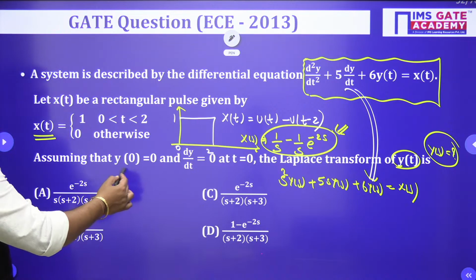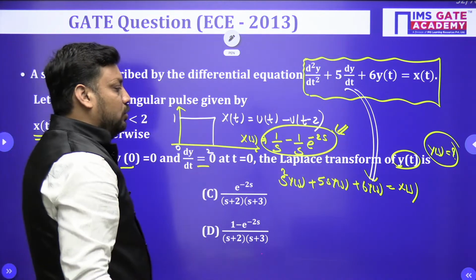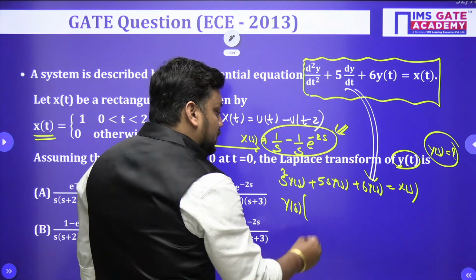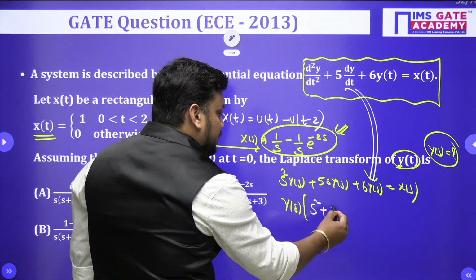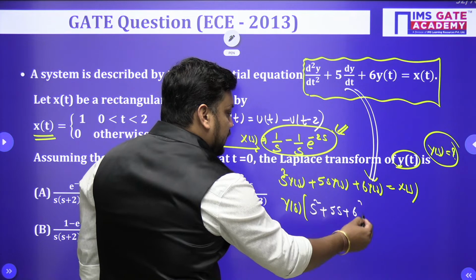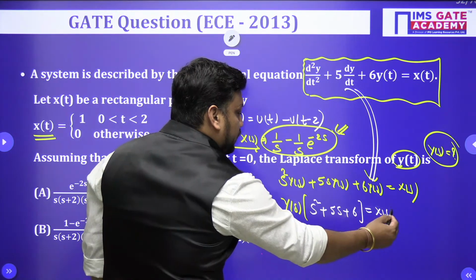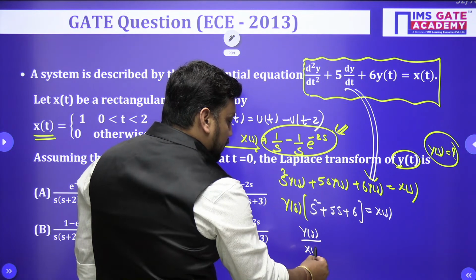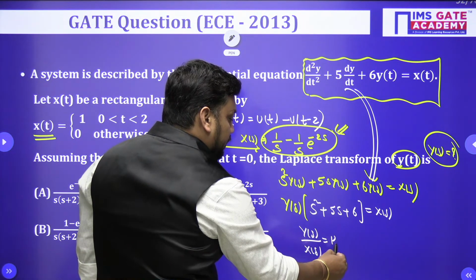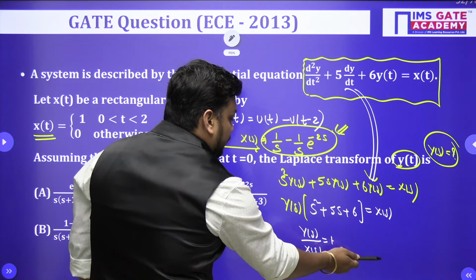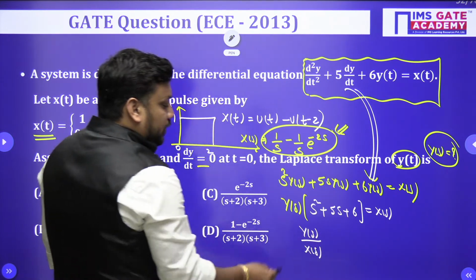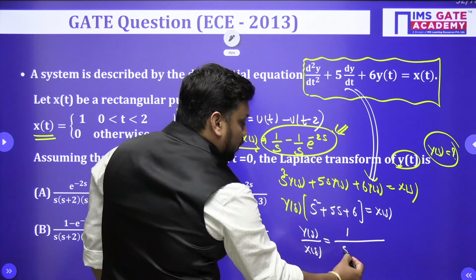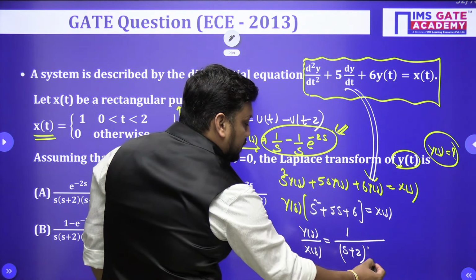Because y(0) initial value and y dash initial value are 0 only. So when you take Y(s) common, inside the bracket you are left with s square plus 5s plus 6, equal to X(s). So now ultimately what you will get is Y(s) upon X(s). It will give you H(s), or H(s) is not required. Why? Because only Y(s) is asked, you just need to cross multiply X(s) also. So it will be 1 upon (s plus 2) into (s plus 3).